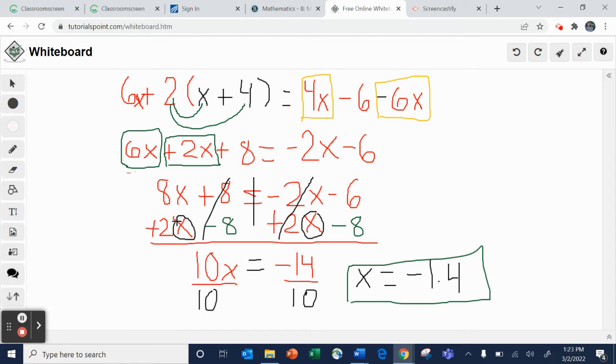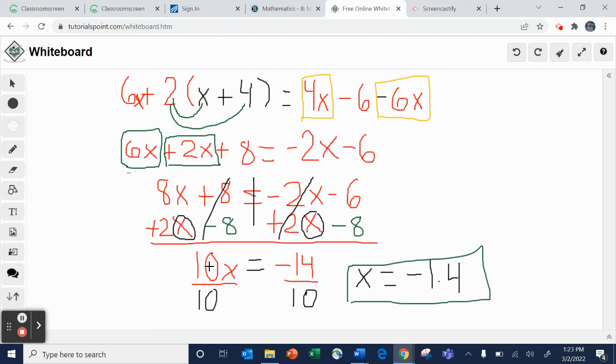Since I isolated my variable, I had to subtract 8 from both sides. So I subtracted 8 minus 8, which gives me 0, which gives me 10x after I did everything. And then I have negative 6 minus 8, which is pretty much negative 6 plus negative 8, which gives me negative 14. Now, here's the part where I have to address with everyone else.